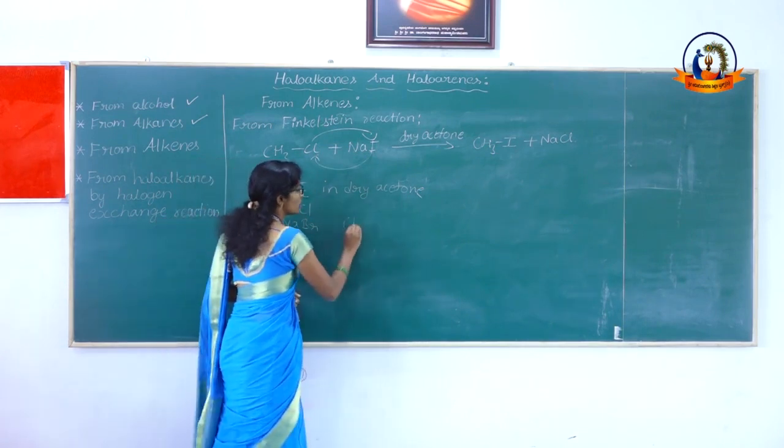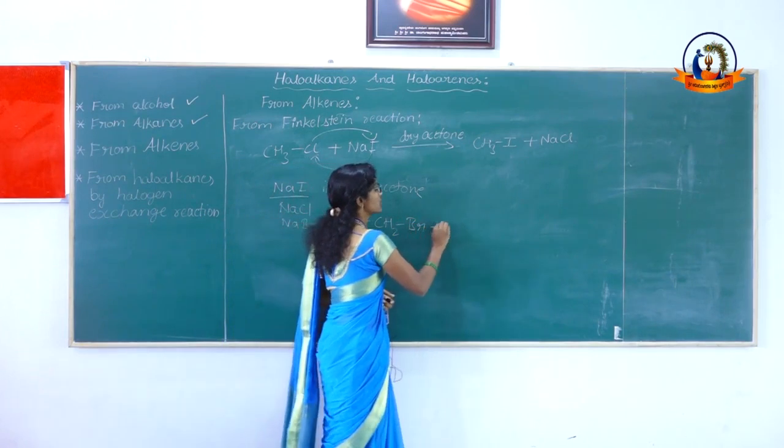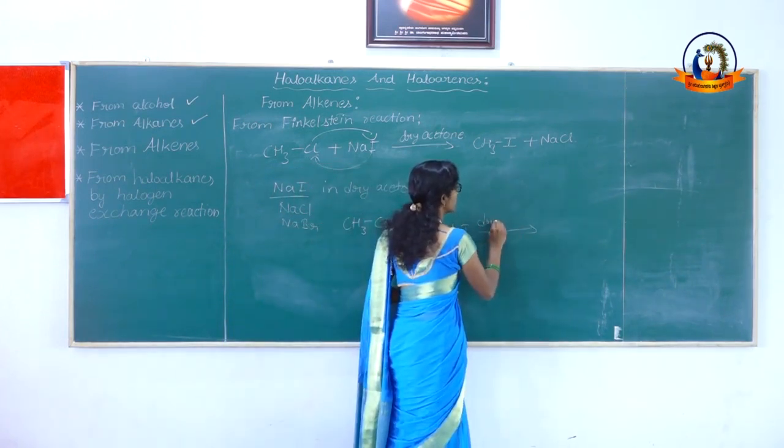Another example for this: ethyl bromide is treated with sodium iodide in dry acetone.